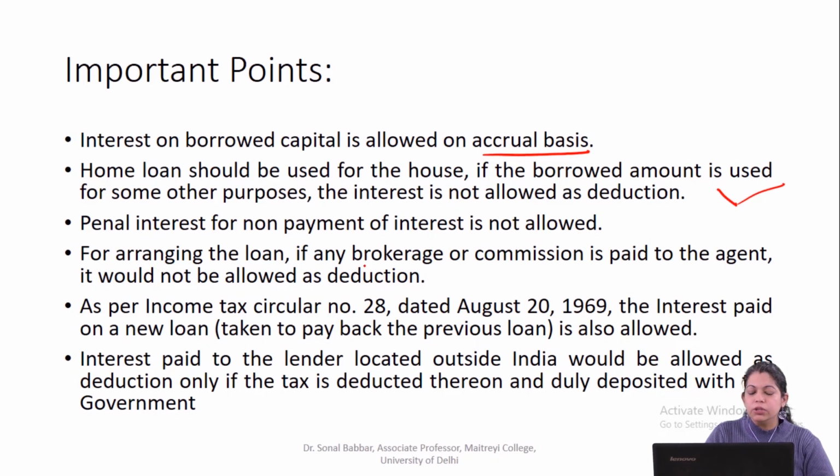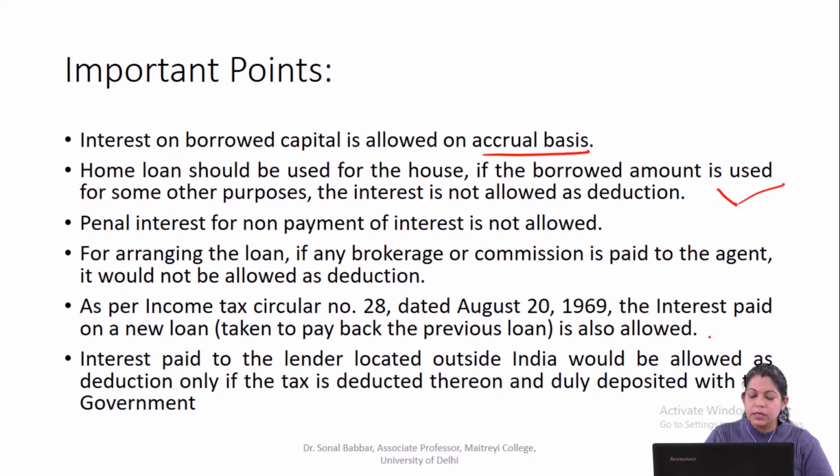While arranging the loan, you have to pay some brokerage or commission to the agent who's arranging the loan for you. Such kind of brokerage or commission paid is not allowed as deduction. Only the interest on the capital is allowed as deduction. As per Income Tax Circular number 28, dated August 20, 1969, the interest paid on a new loan taken to pay back the original loan is also allowed.